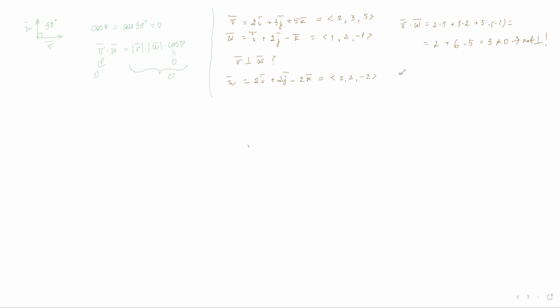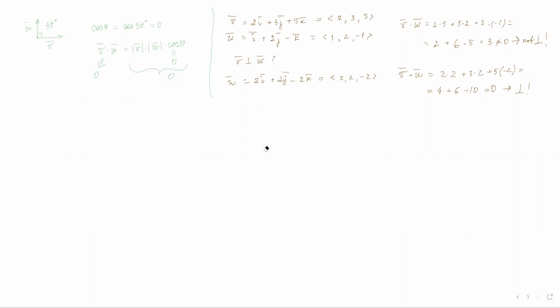Let's check if the dot product between v and u is 0. Are they perpendicular? Well, we remember that 2 multiplied by 2, 3 multiplied by 2, and 5 multiplied by negative 2. What are we going to have? We're going to have 4 plus 6 minus 10. Well, obviously that equals 0. So they are perpendicular. Two vectors are perpendicular. You see, an easy way to check if two vectors are perpendicular or not.